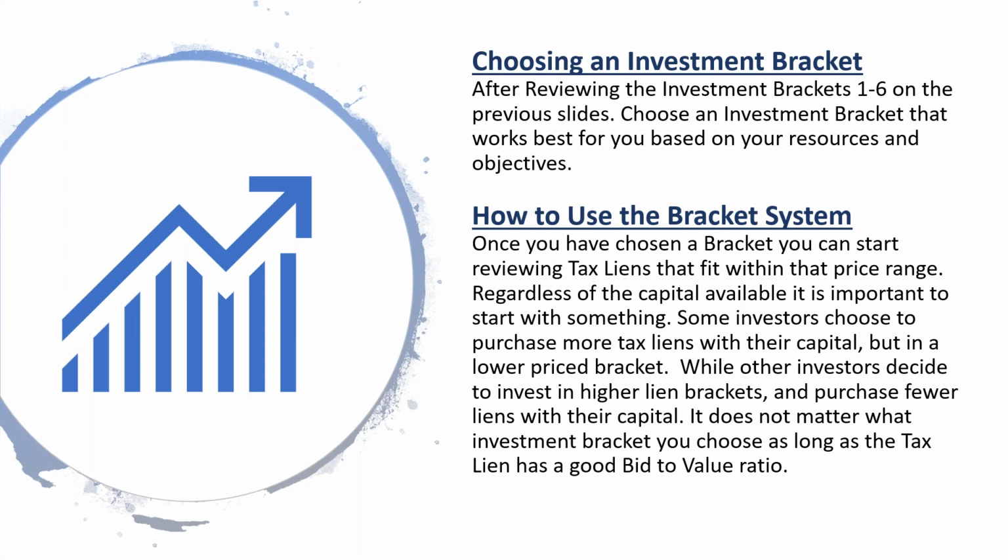Some investors will take $10,000, break it up, and buy 10 tax liens. That might increase your chances of getting a foreclosure, because you've spread it over 10 investments, versus putting that $10,000 into one property, where it's going to take less work because you're just following one property, but you're also decreasing your chances of getting a property.